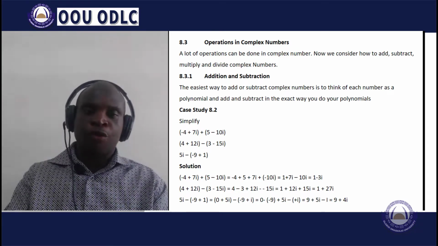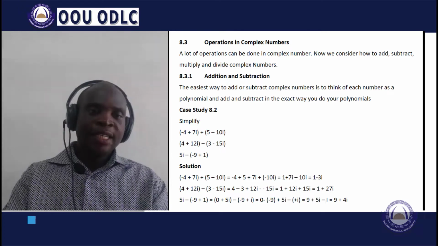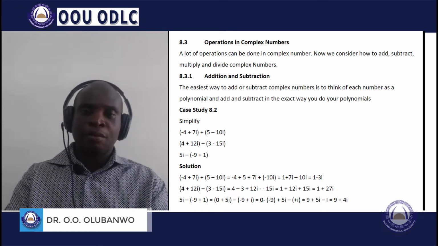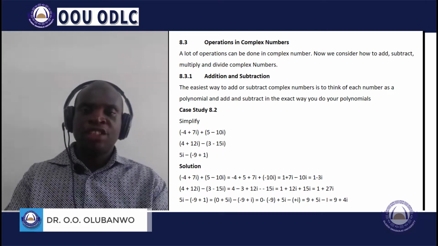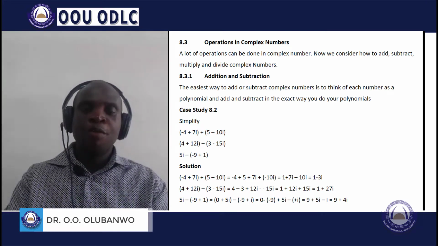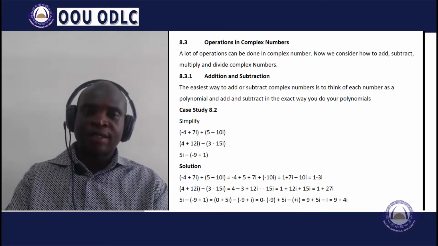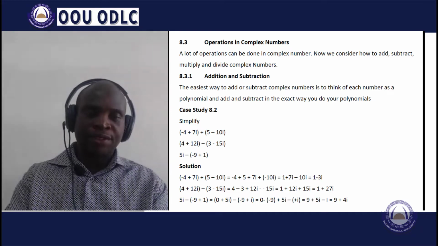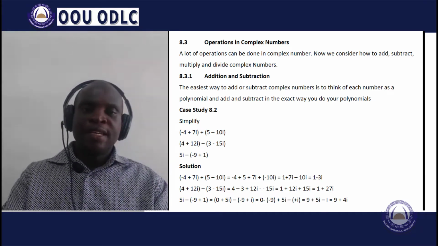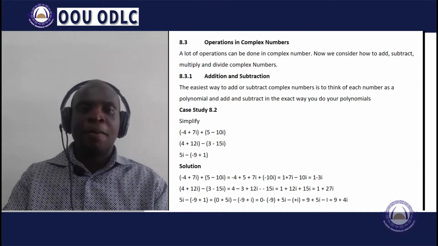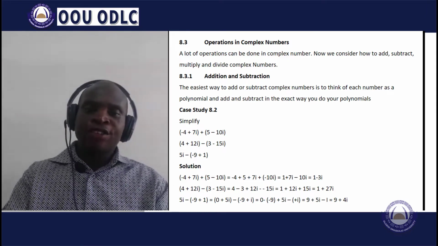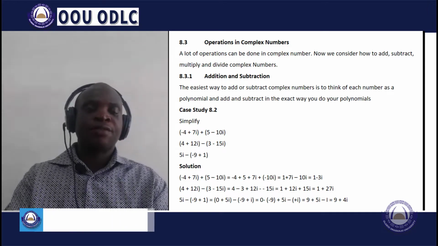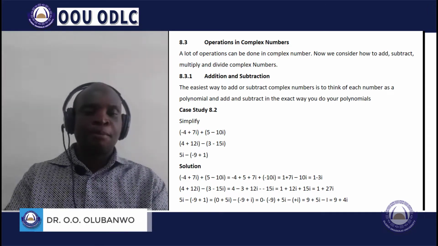Addition and subtraction of complex numbers. The easiest way to add or subtract complex numbers is to think of each number as a polynomial and add or subtract in the exact way you do for polynomials. That is, the way we add and subtract numbers in complex numbers also goes in the same way we do for real numbers. Let's look at this example.